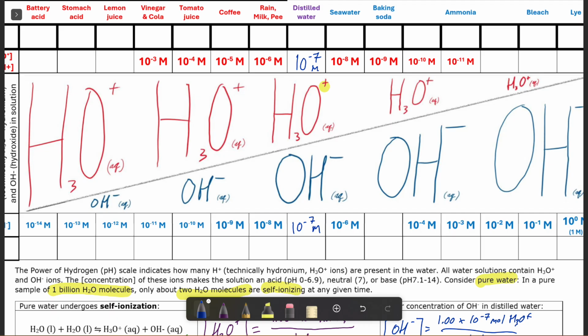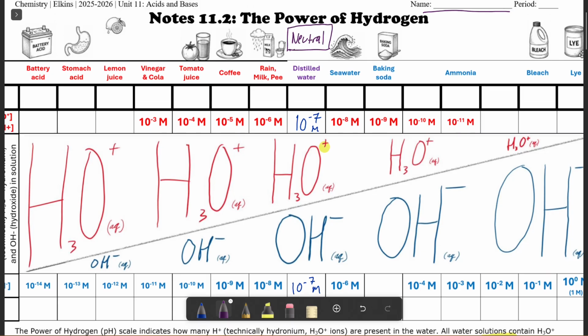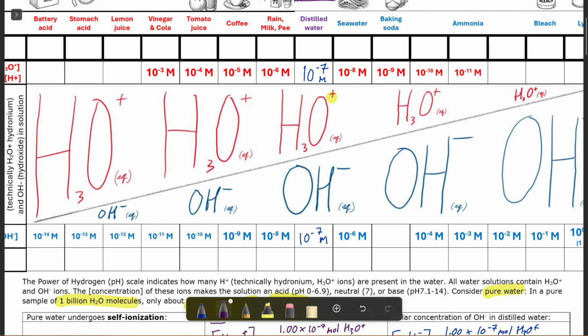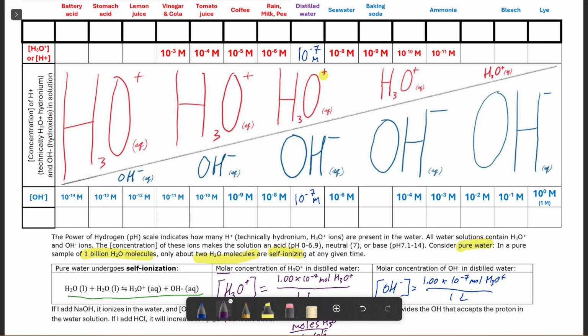This is what we call a neutral substance. And so I'm going to write the word neutral up here, above the distilled water function right here. And this is all happening at an equal rate.